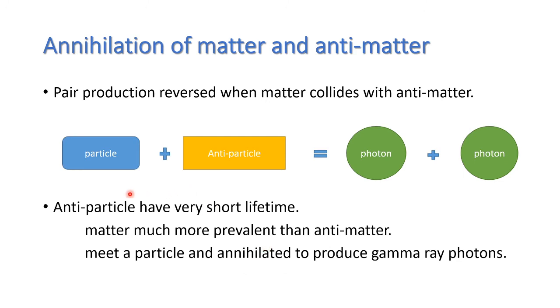We have learned that two photons get together and form a particle and antiparticle, which we call pair production. In the reverse process, when a particle joins with an antiparticle, it produces two photons, which is called annihilation. Annihilation occurs when a particle meets an antiparticle. As I mentioned earlier, antiparticles have a very short lifetime because matter is much more prevalent than antimatter. They meet, annihilate, and produce gamma ray photons.